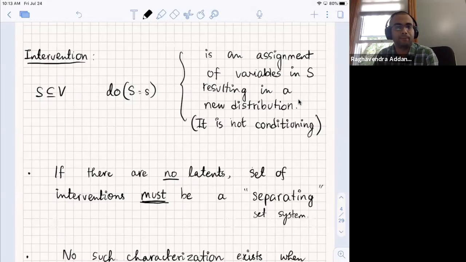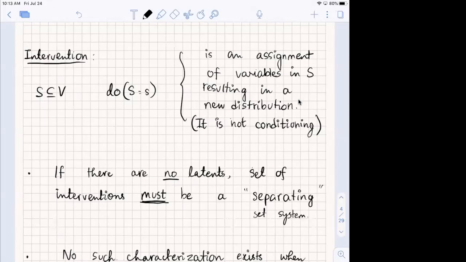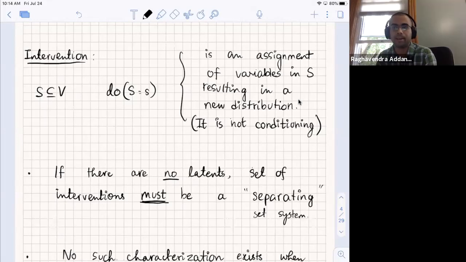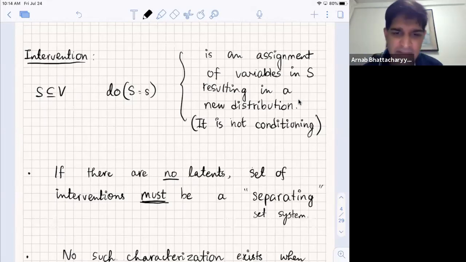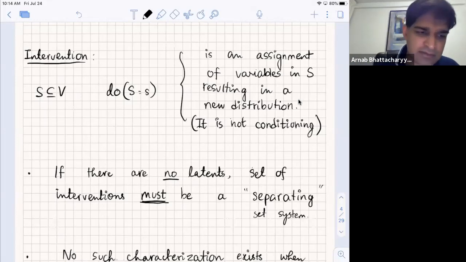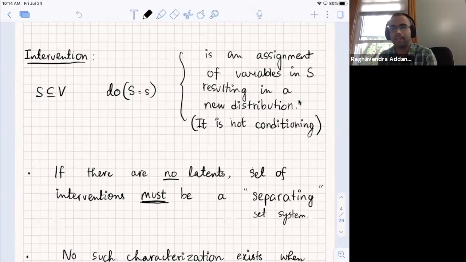I see. So this equivalence class represents the graphs which are faithful with respect to the data. So this is the Markov equivalence class, right? Yes, exactly. Given the data, we only have so much we can do.